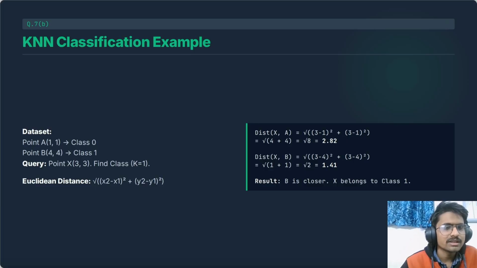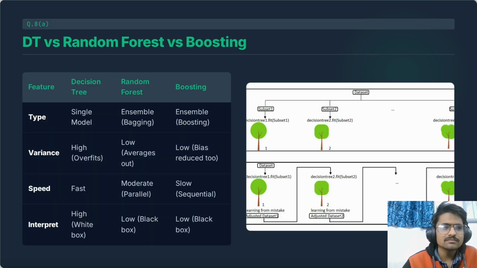So Euclidean distance is equal to the square root of (x2 minus x1) whole squared plus (y2 minus y1) whole squared. So distance X to A is equal to the square root of (3 minus 1) whole squared plus (3 minus 1) whole squared, which is equal to 2.82, and distance X to B is equal to the square root of (3 minus 4) whole squared plus (3 minus 4) whole squared, which is equal to 1.41. So B is closer. X belongs to class 1.